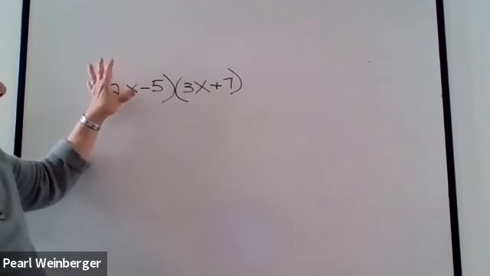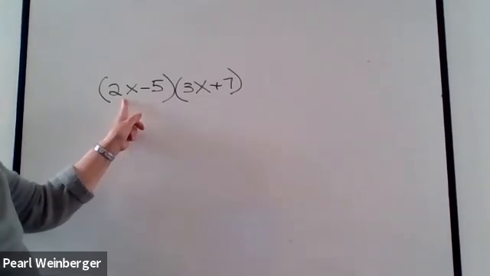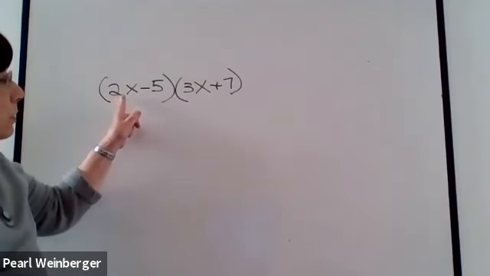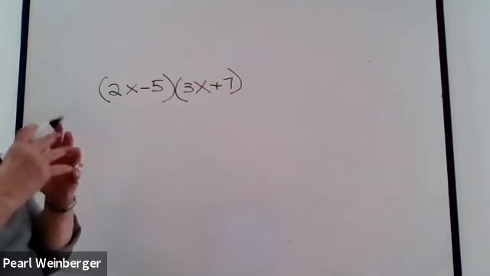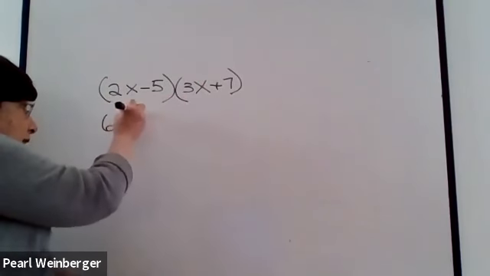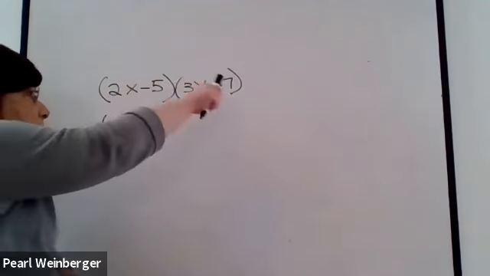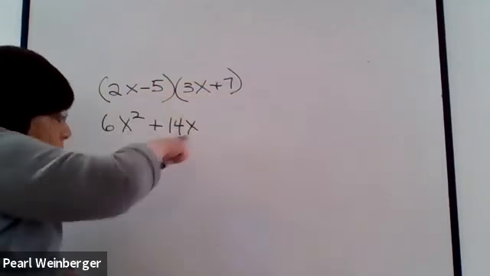What I'm going to do is look at my first polynomial, which is the 2x minus 5, and take the first term in that polynomial. The first term in this one is 2x. I'm going to multiply the 2x by the 3x plus 7. I'm going to use the distributive property to multiply 2x times the 3x and the 2x times the 7. So multiplying 2x times 3x gives me 6x to the second, because both of these have exponents of 1. And multiplying the 2x times the 7 gives me 14x, because this one has an x, but this doesn't, so I just bring the x across.